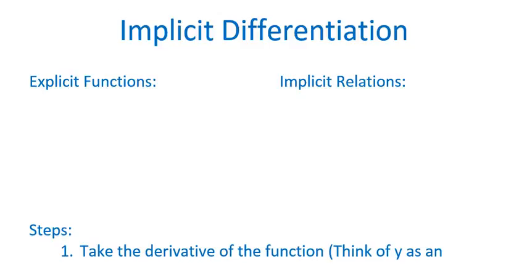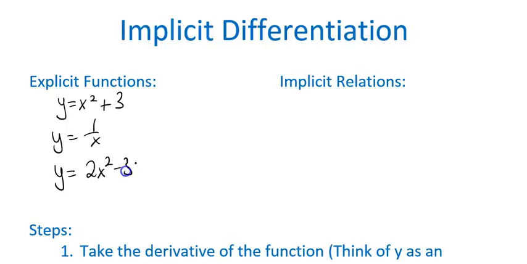This lesson is on implicit differentiation. And so first of all, what does implicit mean? Well, we normally work with explicit functions. Explicit functions are like y equals x squared plus 3, or y equals 1 over x, or y equals 2x squared minus 3x. These are explicit functions, and that's what you're used to.